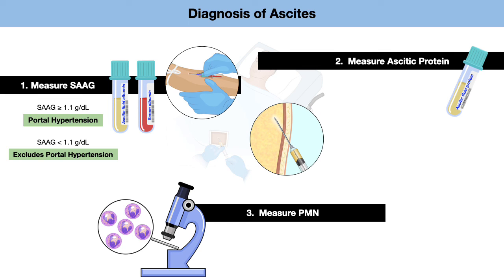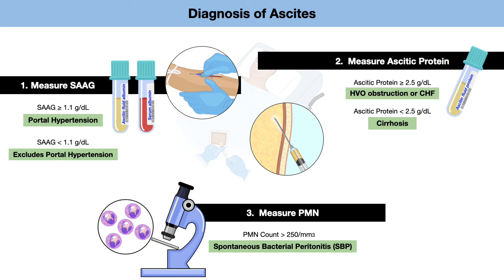If the protein in the ascitic fluid is high, you should be thinking about heart failure and hepatic venous outflow obstruction. If it is less than 2.5, cirrhosis of liver. And when you look at the PMN or polymorphonuclear cell count, if it is more than 250, think about spontaneous bacterial peritonitis. So this concept is very important.